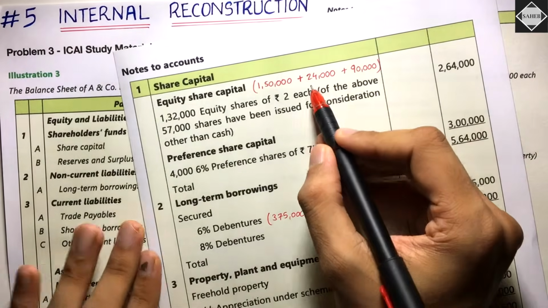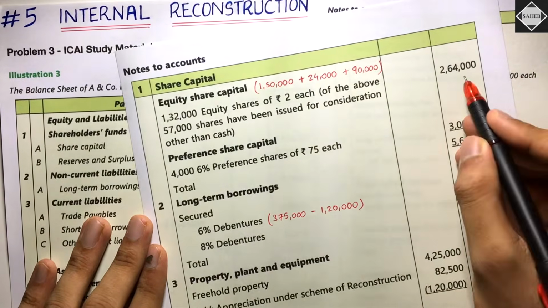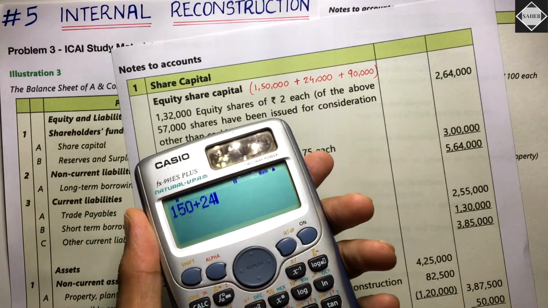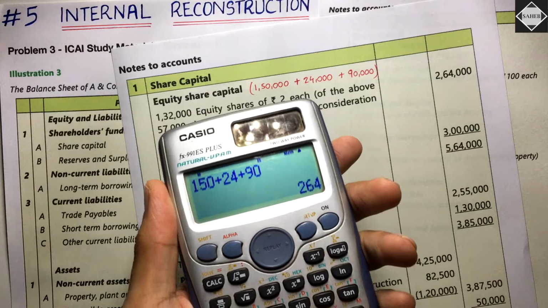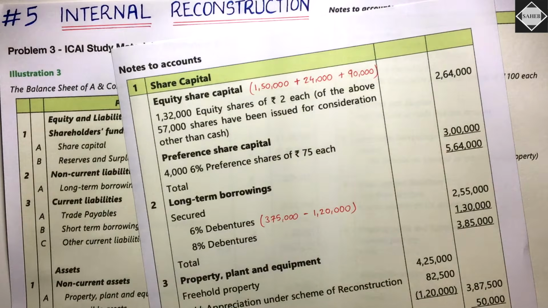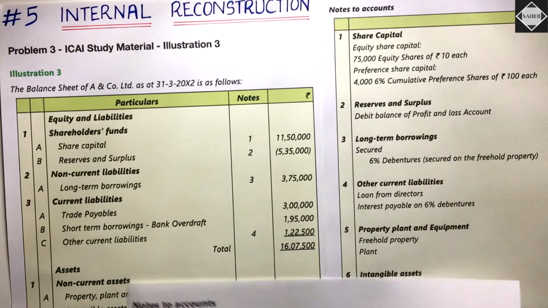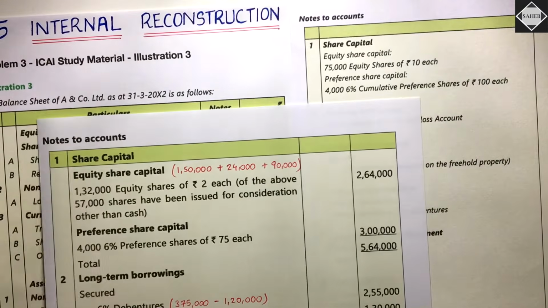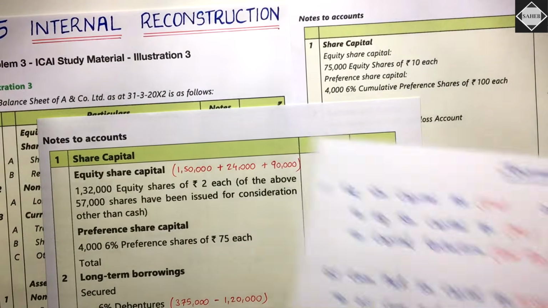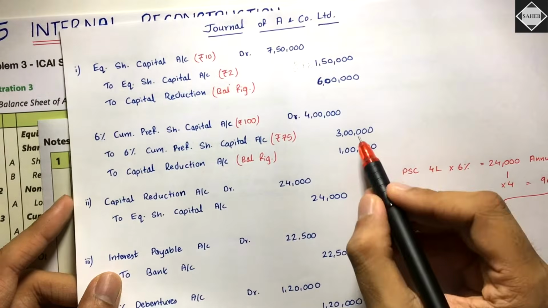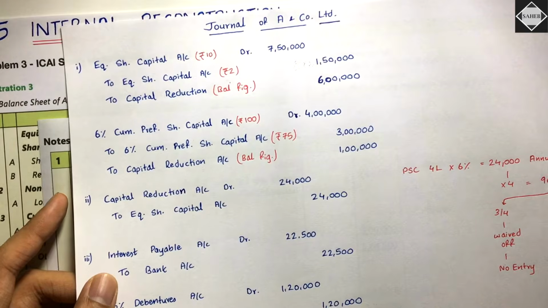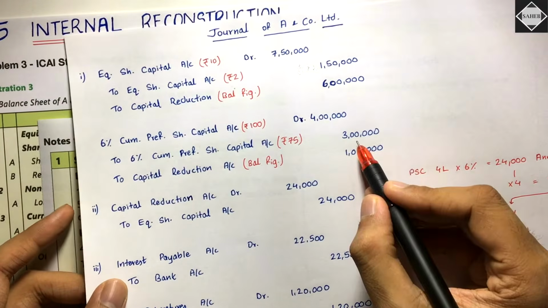1,50,000 plus 24,000 plus 90,000, that's equal to 2,64,000. Is that clear? And then preference share capital. See in the question, preference share capital was 4 lakh. What happened to that? In the scheme of reconstruction, you have reduced the face value to rupees 75, and only 3 lakh exists now. Nothing else. You have not issued any new preference share capital for anyone. Okay, just 3 lakh.